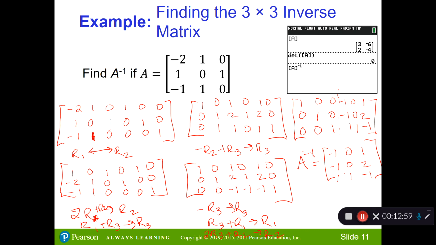So when do I not have an inverse? If I have a determinant of 0, the matrix does not have an inverse. Okay, it's not invertible. So the fact that I get an inverse tells me my determinant is non-zero.